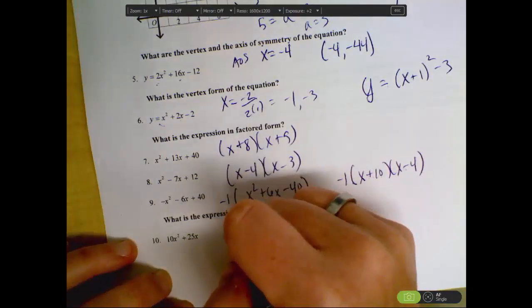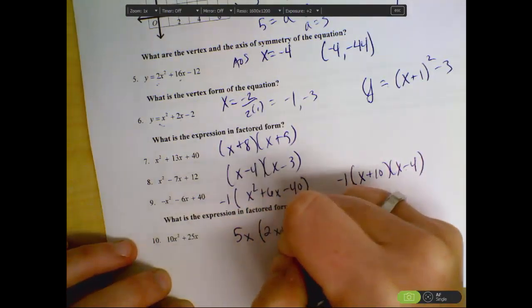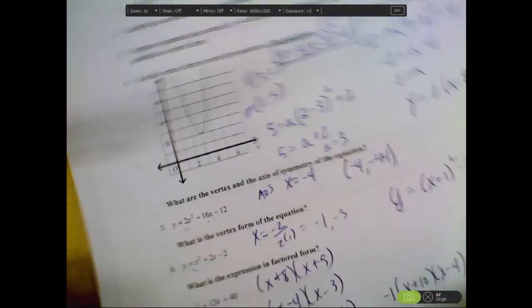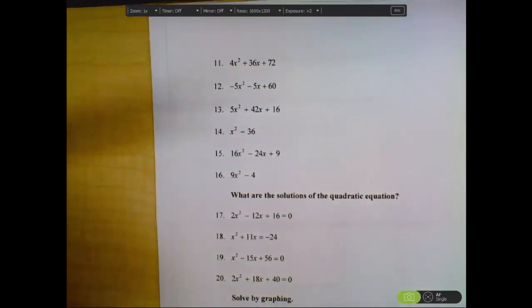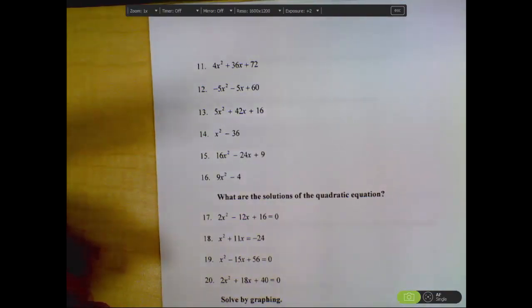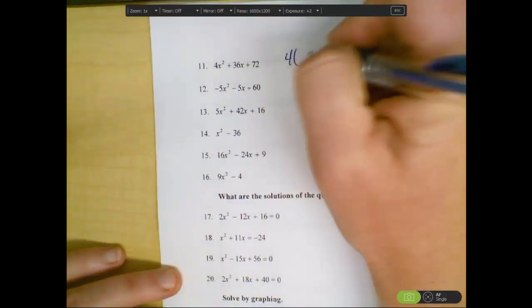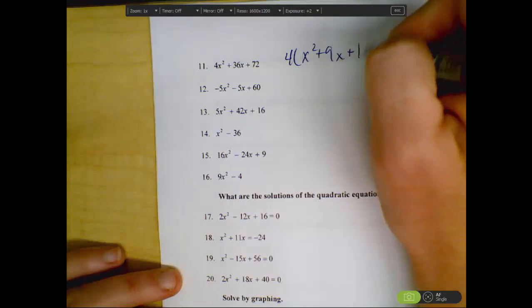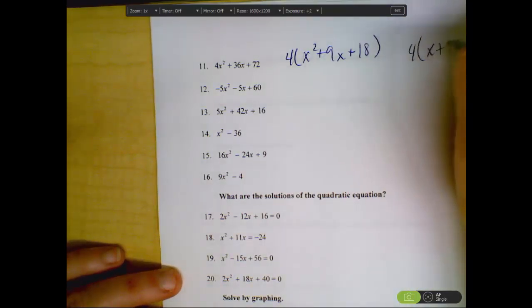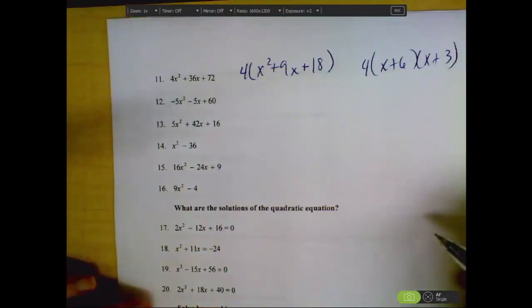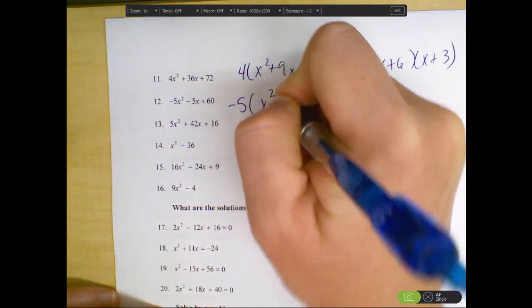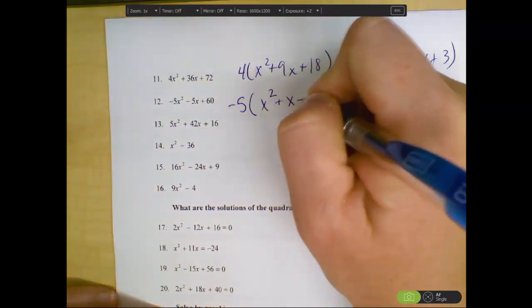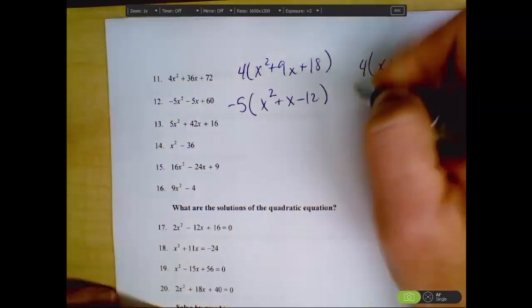Finally, down here I have a GCF of 5x. When I take it out, I have 2x plus 5 left over. More factoring fun. Look at how exciting this is. I'm going to take out a GCF of 4, leaving me with x squared plus 9x plus 18. So that can go into (x plus 6)(x plus 3). Here I'm going to take out a -5 because I don't like a negative leading coefficient, leaving me with x squared plus x minus 12. So that factors into (x plus 4)(x minus 3).